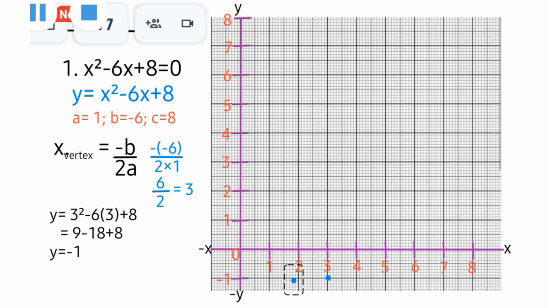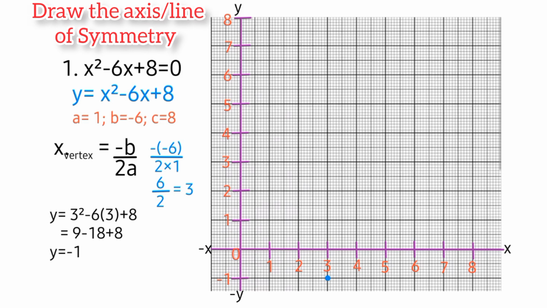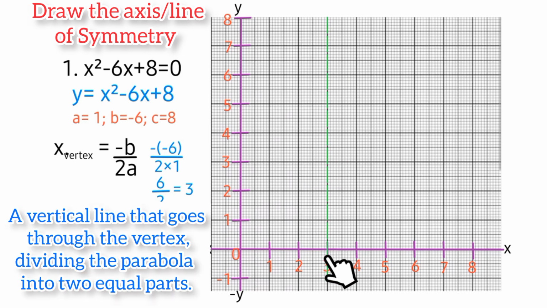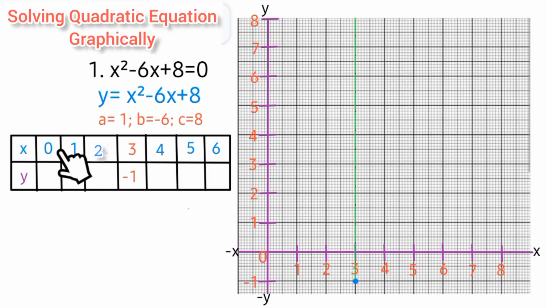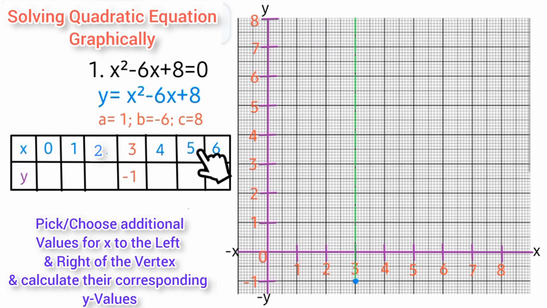That is here. Let's draw the axis or the line of symmetry. The axis line, or the line of symmetry, is a vertical line that goes through the vertex, dividing the parabola into 2 equal parts. Now let's pick additional values for x to the left and right of the vertex. Remember, we did say our vertex values are 3 and minus 1. That is this point, and calculate their corresponding y values.